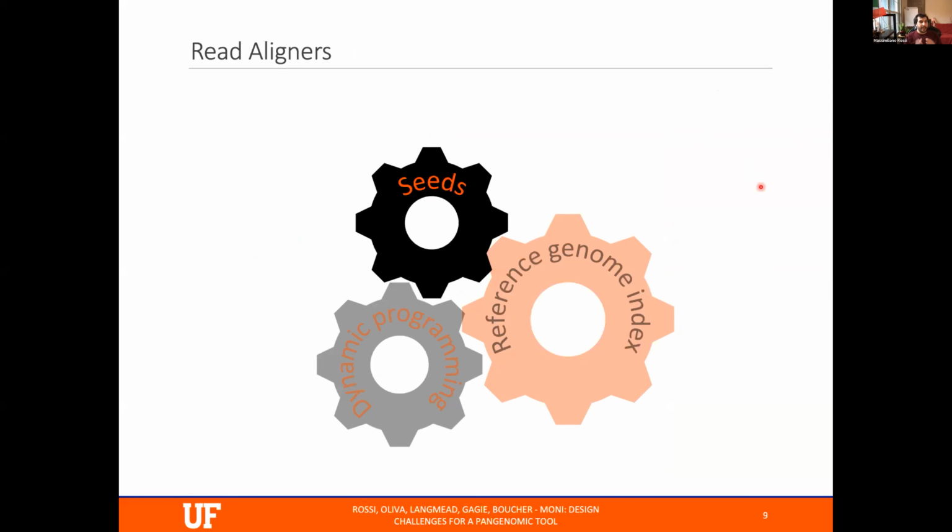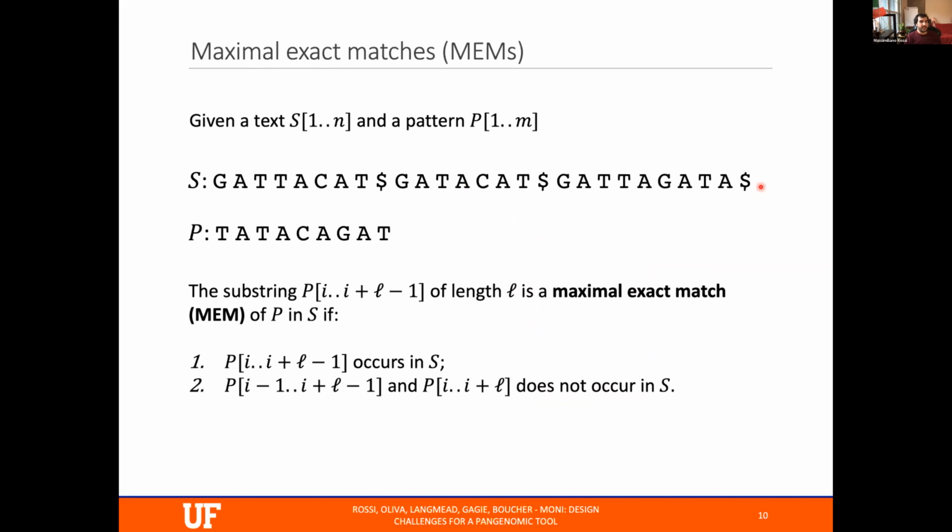Okay, so we can now talk about the seeds, because if we have an index but we cannot get seeds for the alignment, we cannot do much. One of the most famous seeds are maximal exact matches. We have a pattern and a text, and a MEM is a substring of the pattern that occurs in the text and cannot be extended neither on the left nor on the right. For example, ATACA is a MEM, because TACA does not occur in the text, and ATACAG does not occur in the text.